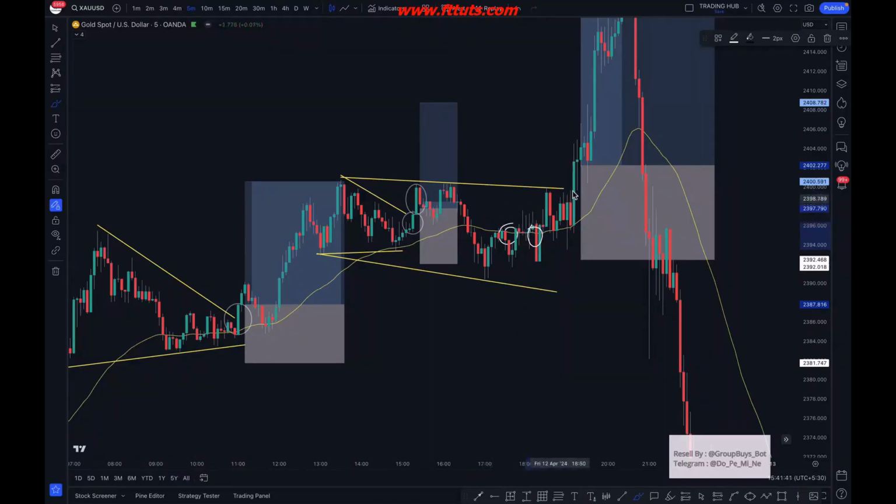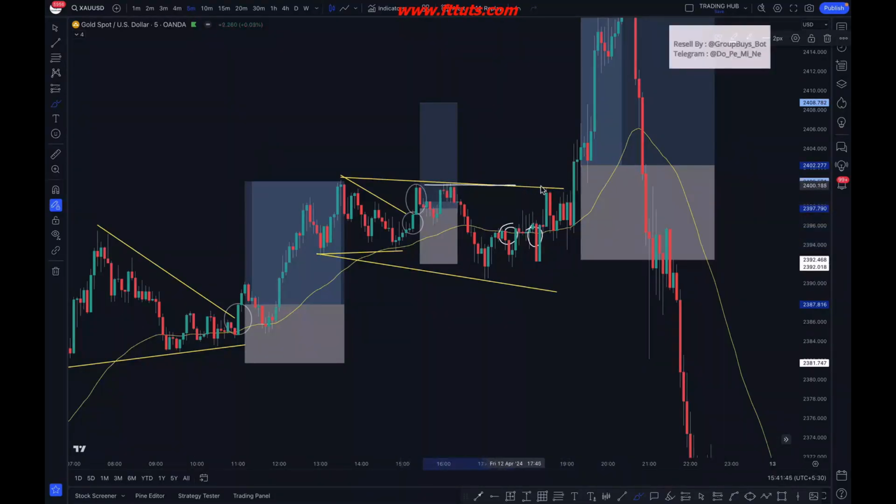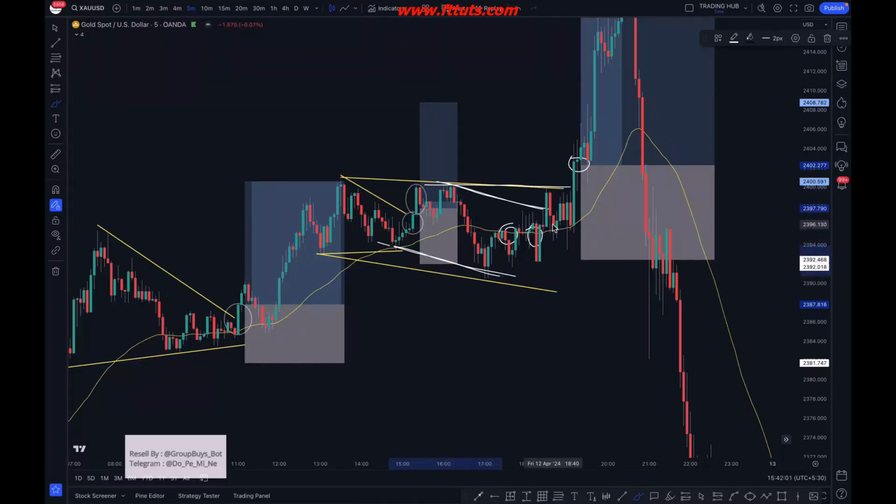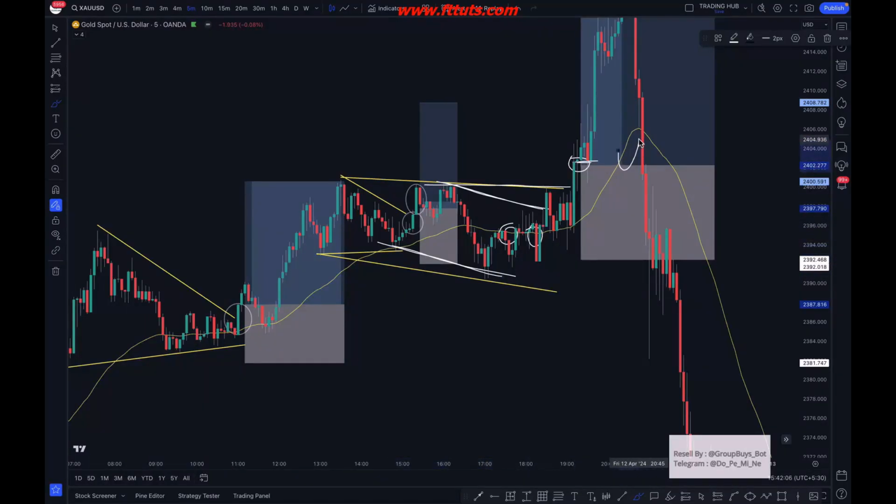That's why we are waiting for the break of this flag pattern and a close above it, and then we can buy here. Otherwise, this is our internal flag pattern from here, but this one is not relevant, not a good entry. This one is our very high probability entry for the buys.